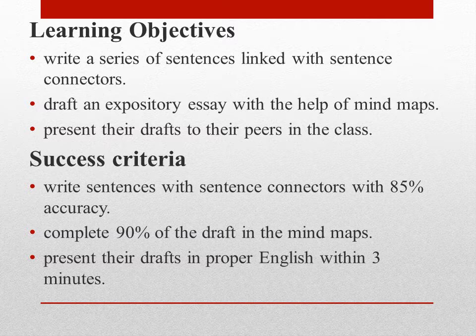So when there are learning objectives, there must also be success criteria. Okay, so the success criteria would be based on the learning objectives. So the first success criteria would be students will be able to write sentences with sentence connectors with 85% accuracy. The reason for this success criteria is because the students have already learned about sentence connectors before this class. So for this class, they are going to apply how to use sentence connectors by writing an essay involving cause and effect.